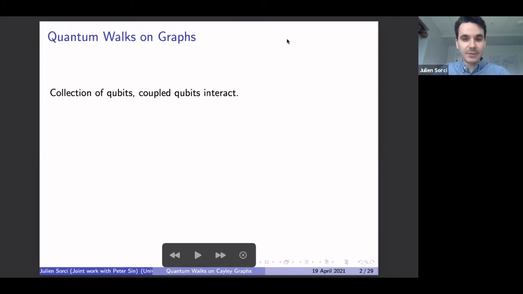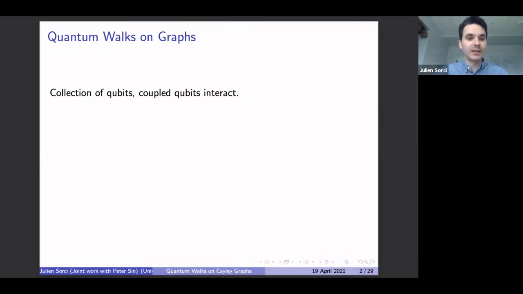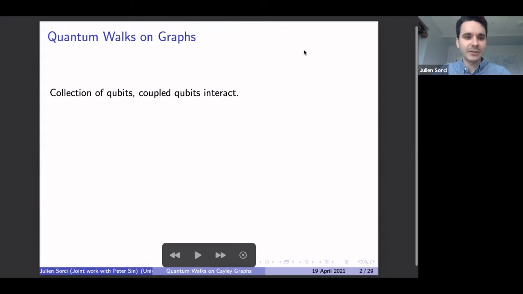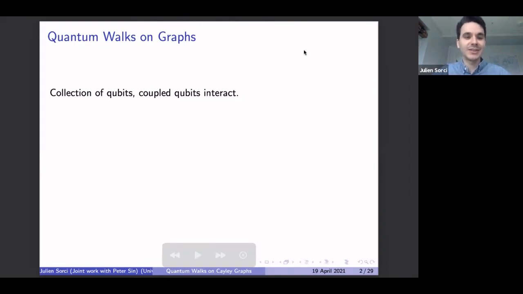Before I get into Cayley graphs, which I'll do later on, I first want to tell you a little bit about what a quantum walk is. There's a lot of quantum mechanics happening in the background, so I'm going to try to avoid as much of it as I can and just give you the basic details so we can move on to the things we'll be looking at. Suppose we have a collection of qubits. All you need to know is that a qubit is something that can hold information. We can couple qubits so that they interact and share their information with each other.